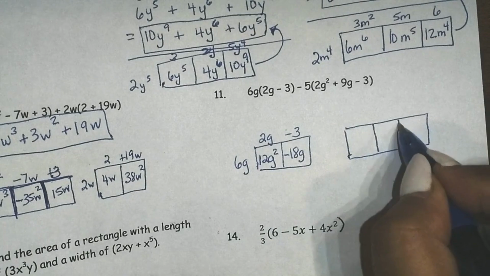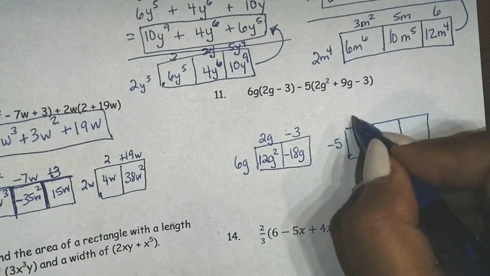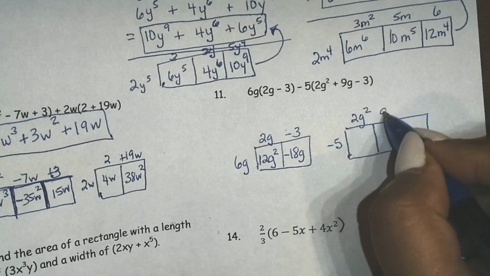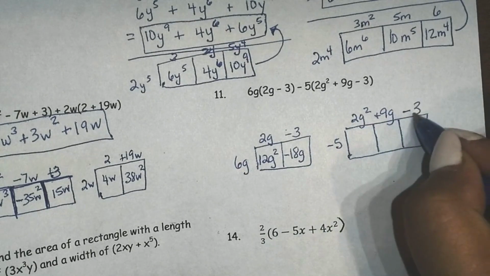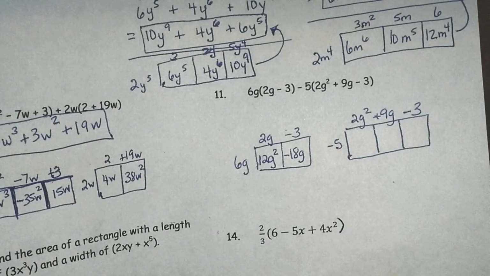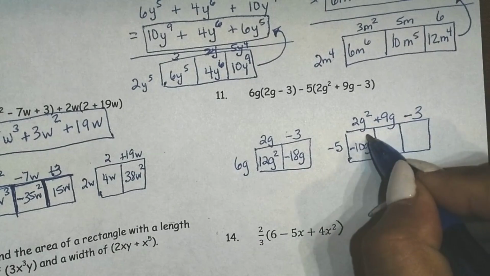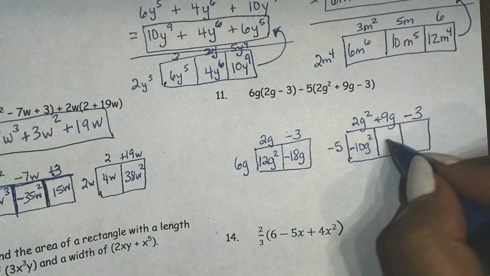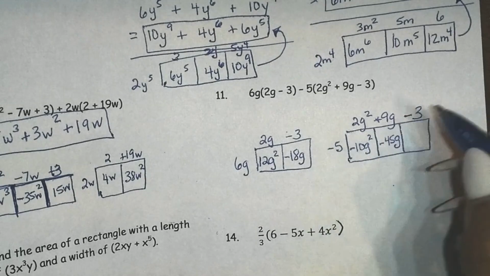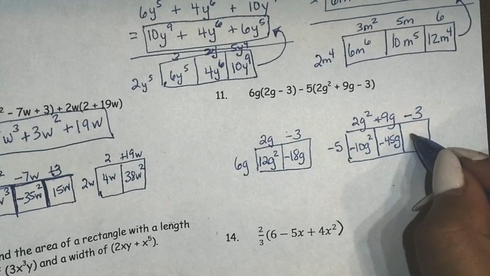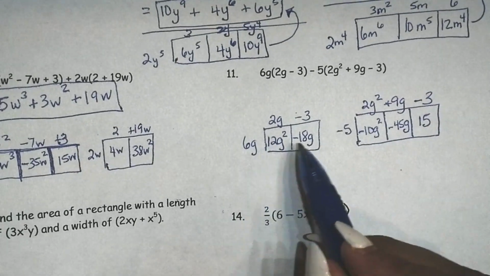So this is a 1 by 3. We got negative 5 out here. And then we got 2G squared, 9G, and a minus 3. Okay, so we have 2 times negative 5 is negative 10, and that's a G squared. And then 9 times negative 5 is negative 45. Do not forget my G. And then a negative 5 times a negative 3 is a positive 15.